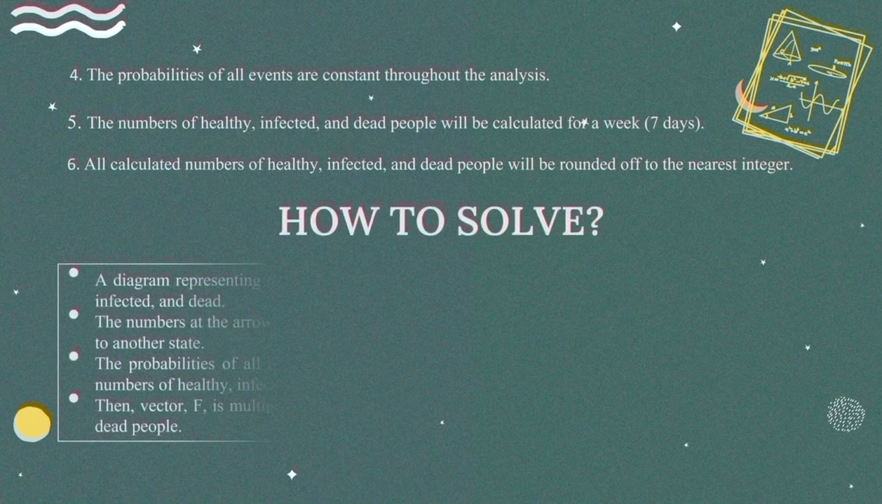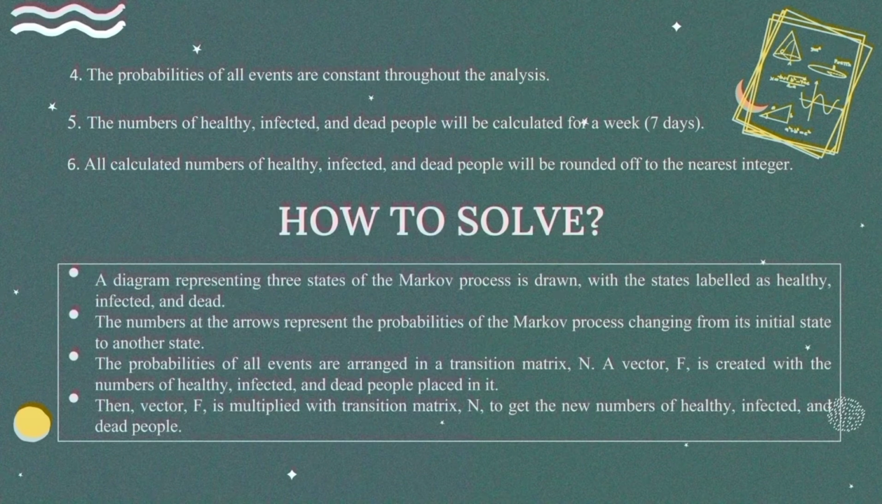So, how to solve? First, a diagram representing 3 states of the Markov process is drawn with the states labeled as healthy, infected, and dead. The numbers at the arrows represent the probabilities of the Markov process changing from its initial state to another state. Then, the probabilities of all events are arranged in a transition matrix N. A vector F is created with the numbers of healthy, infected, and dead people placed in it. Then, the vector F is multiplied with transition matrix N to get the new numbers of healthy, infected, and dead people.